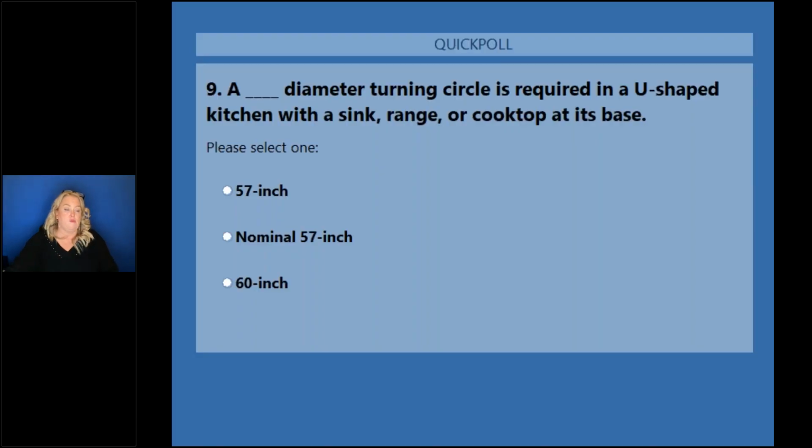And again, this knowledge check reads, a blank diameter turning circle is required in a U-shaped kitchen with a sink, range, or cooktop at its base. Your first option, 57-inch. The second option, nominal 57-inch. And the third option, 60-inch.